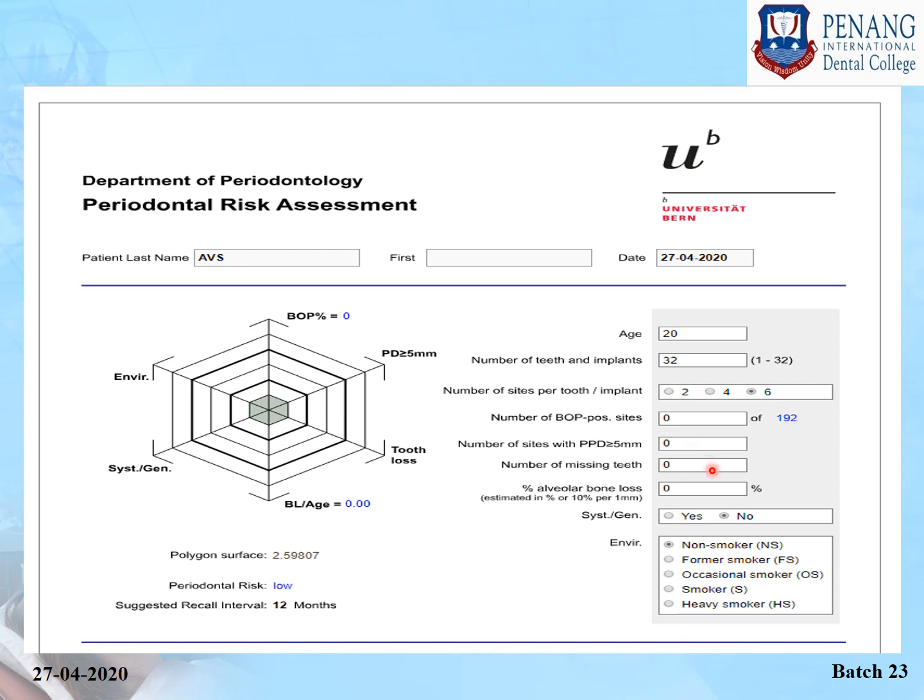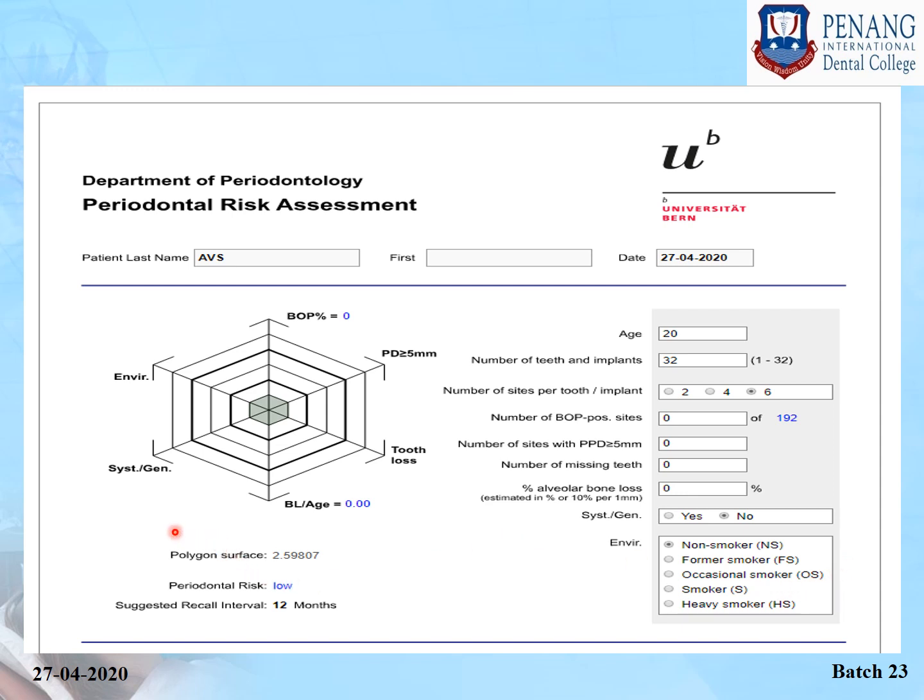Here you have to enter the number of missing teeth. Here you have to enter the percentage of alveolar bone loss. Here you have to enter whether systemic factors are present or not. Then comes the environmental factor, which is about smoking. Then you have to enter whether the patient is a non-smoker, former smoker, occasional smoker, smoker or heavy smoker.